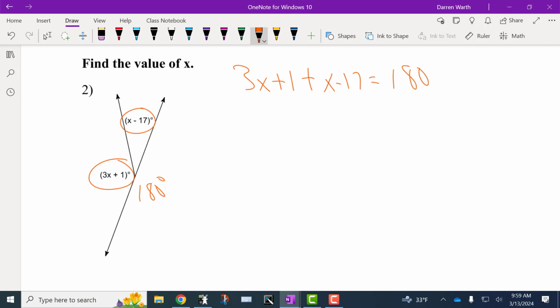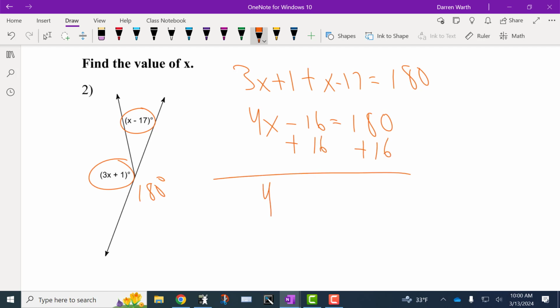Now we're just going to go ahead and solve it. You'll notice you're going to take the 3x plus x, add those together, and it's going to give you 4x. You're going to take the 1 and negative 17, add those together, so 1 minus 17 is negative 16. All equals 180. Now that you've combined your like terms, go ahead and add 16 to both sides. So adding 16 to both sides, you're going to get 4x equals 196. And then divide both sides by 4.